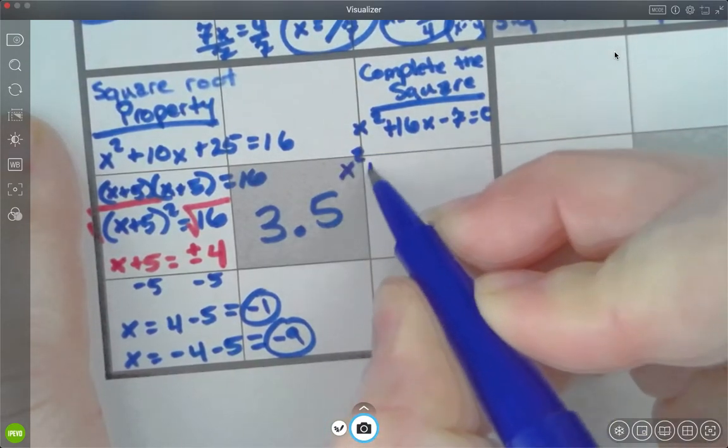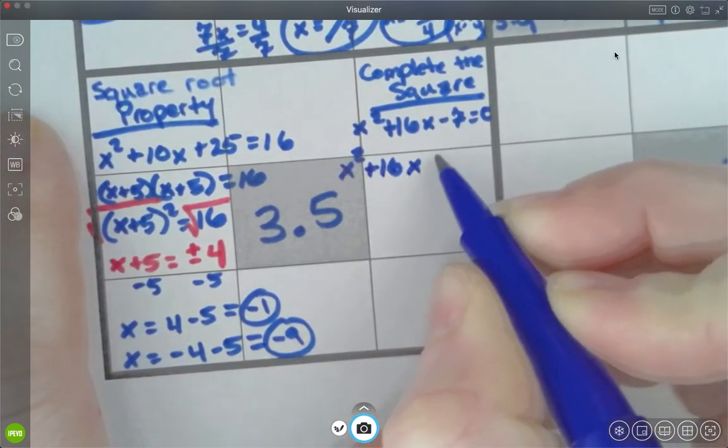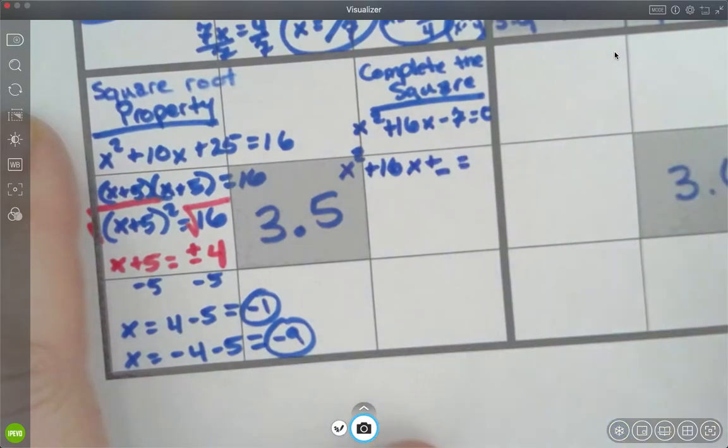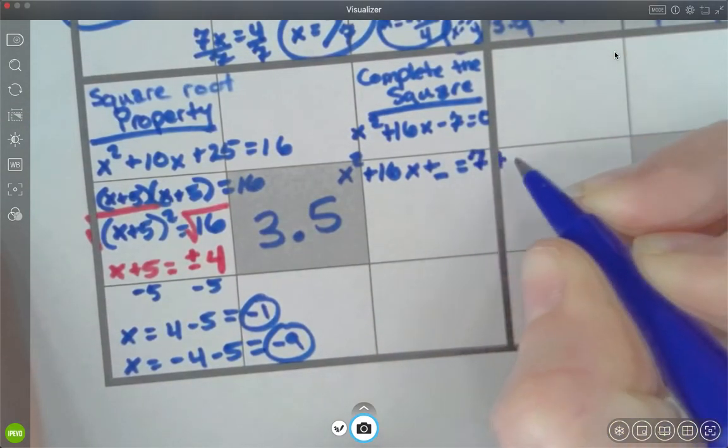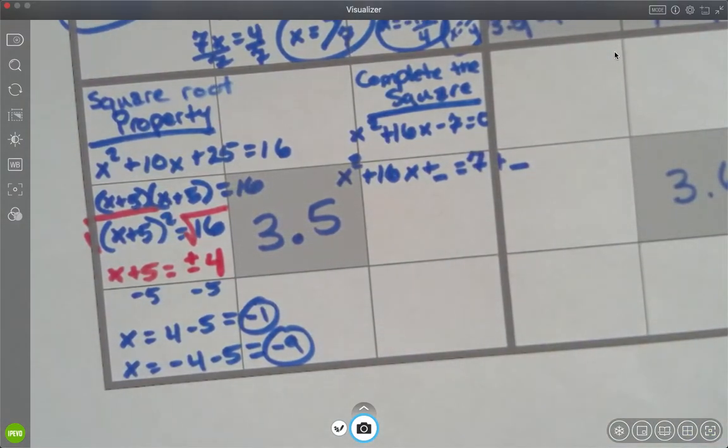So subtract it over. Yep, x squared plus 16x plus blank equals, if I move the 7 to the other side, 7 plus blank, right? And I'm running to the other side. Why would you put a blank? Because I need to put in that blank whatever this number squared is. Okay?